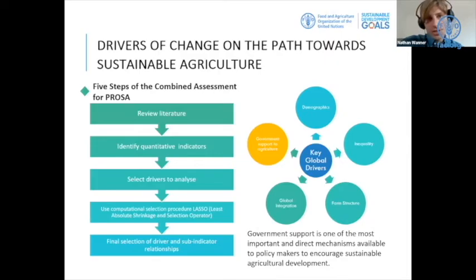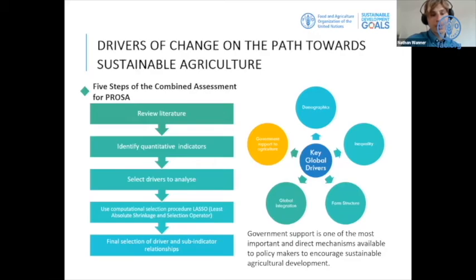There's another section of the report which looks at drivers of change on the path towards sustainable agriculture. This was the part that was done by our colleagues in the Agro Food Economics Division, and this was a combined assessment. The first step was a broad review of literature to identify quantitative indicators and select the drivers to analyze, using a computational selection procedure, and for those interested in the statistical component, this procedure is known as LASSO.